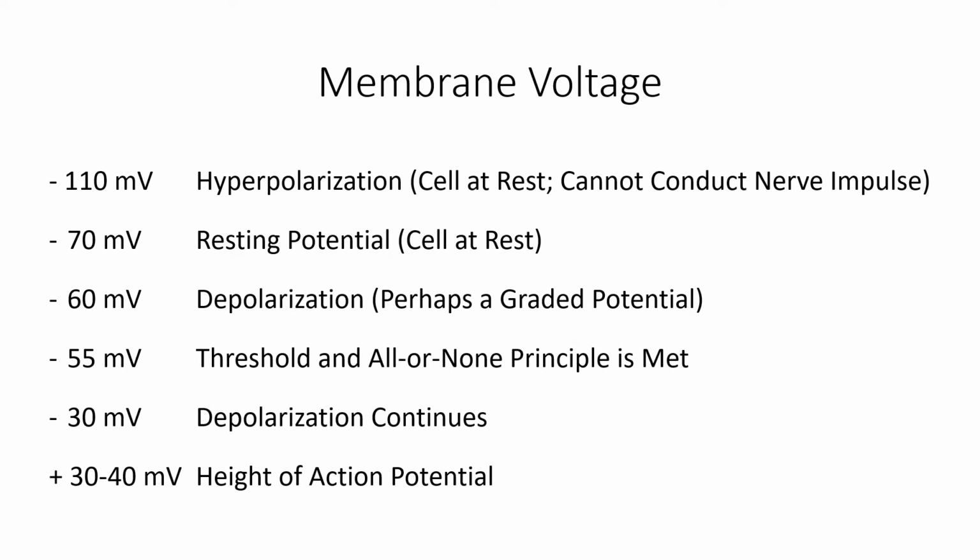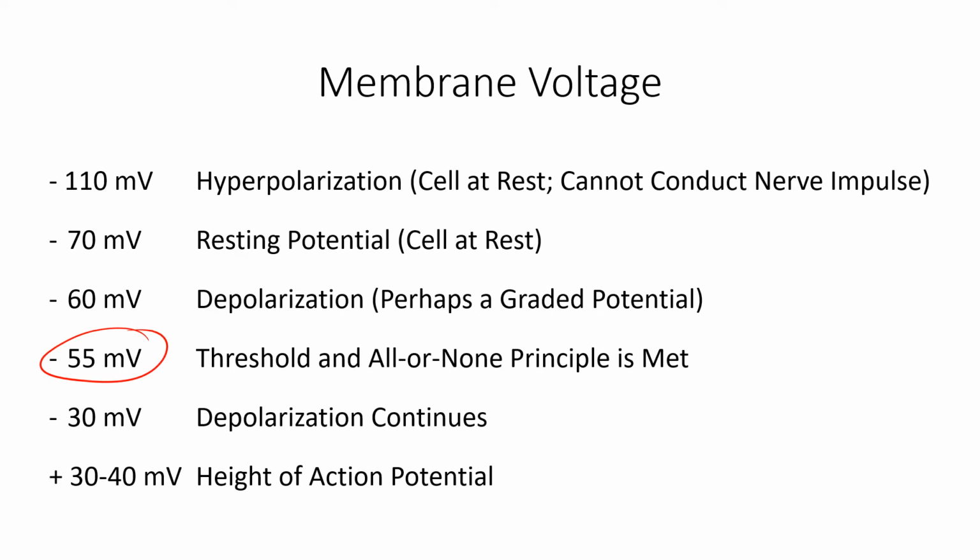-55, right? That is our critical number in order for us to reach threshold. And at that point, the all or none principle is met. That means you're either going to have an action potential or you're not. If you reach -55, all is met. If you don't reach -55, then none. So there is nothing halfway about a nerve impulse. You either have one or you don't.